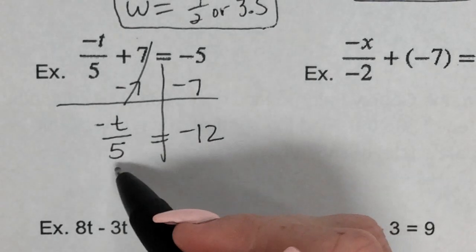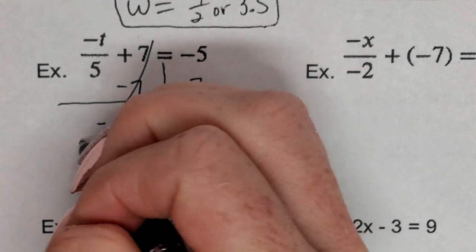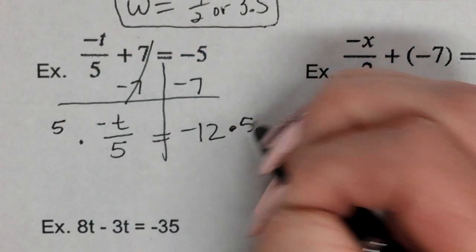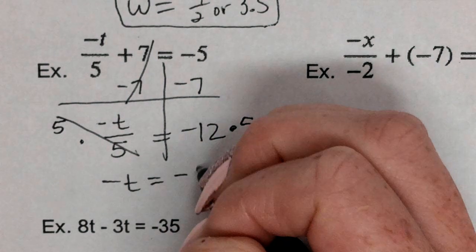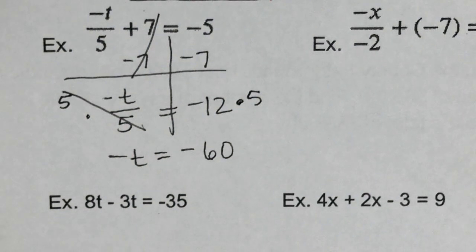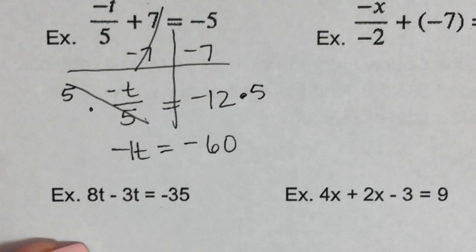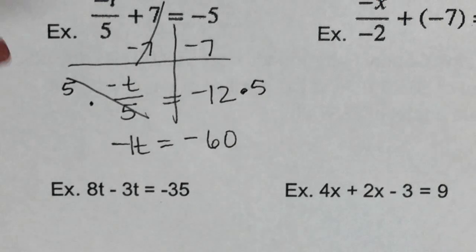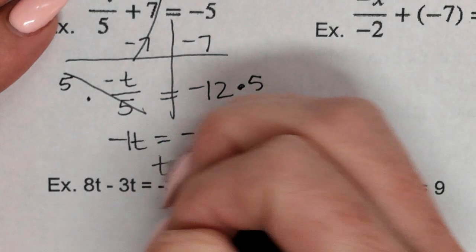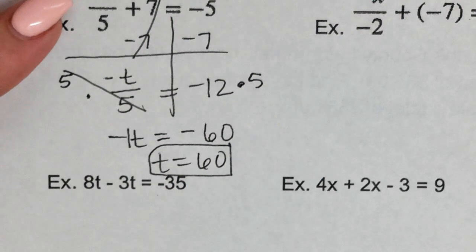How do I get rid of this divide by 5? Whatever I do to the left, I got to do to the right. So I have negative t equals negative 60. Is the variable by itself? No, it's not. There's a negative in front of it. It has a coefficient of what? 1. So can I just divide by negative 1? So really this just becomes, anything divided by 1 is itself, but dividing by a negative would make it the opposite. So it's t is equal to positive 60.